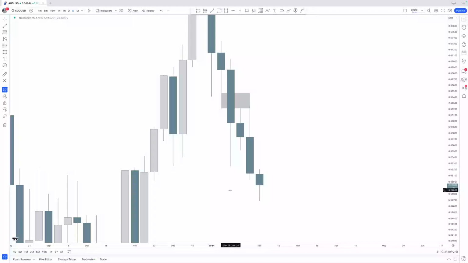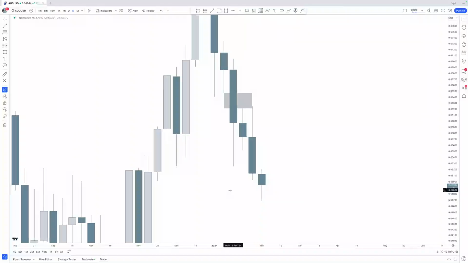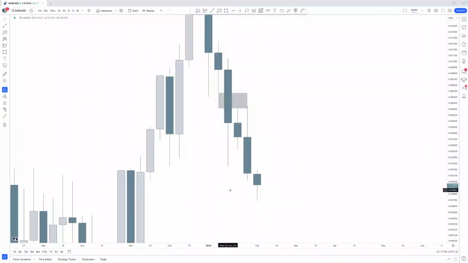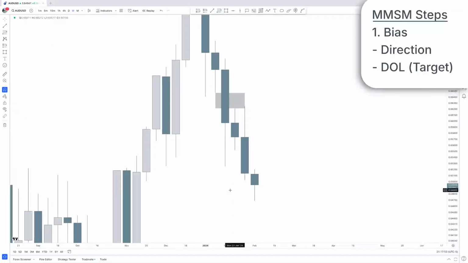So we understand that Australian dollar, US dollar might continue lower for a little bit. Creates a bearish bias, a bearish direction. Then the next thing it creates is a drawn liquidity. The second part of a bias is a drawn liquidity. And the drawn liquidity is, very simply said, your target. What is the target? A target is always a PD array.